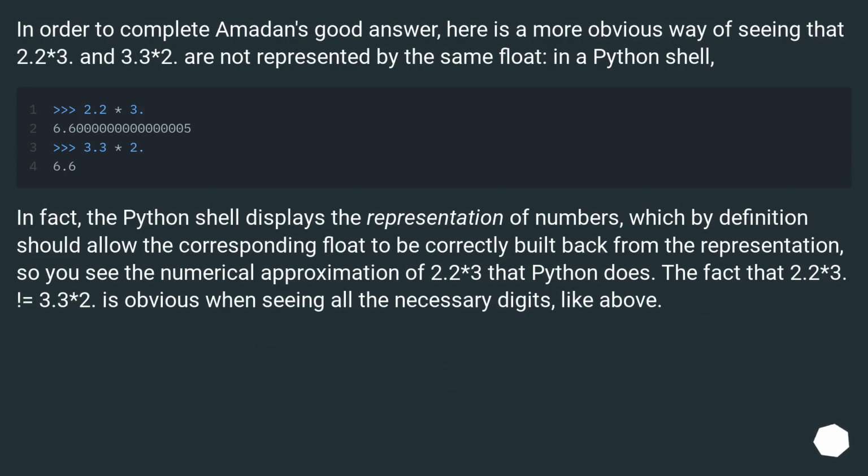In order to complete Amadan's good answer, here is a more obvious way of seeing that 2.2 times 3 and 3.3 times 2 are not represented by the same float in a Python shell. In fact, the Python shell displays the representation of numbers, which by definition should allow the corresponding float to be correctly built back from the representation. So you see the numerical approximation of 2.2 times 3 that Python does. The fact that 2.2 times 3 is not equal to 3.3 times 2 is obvious when seeing all the necessary digits, like above.